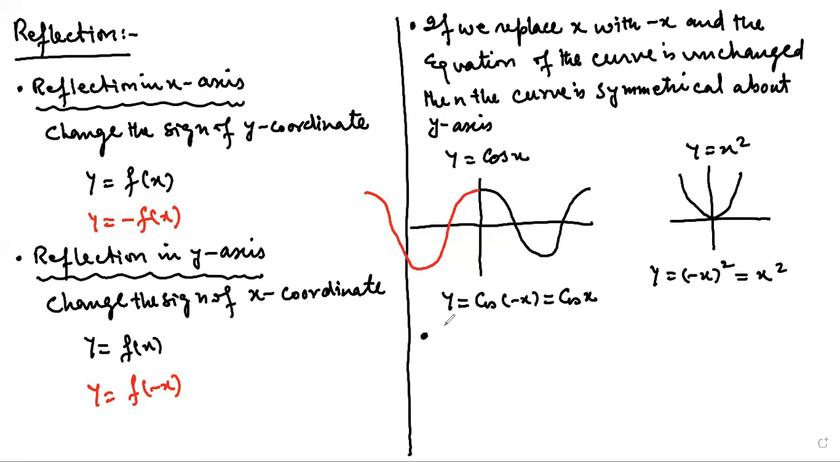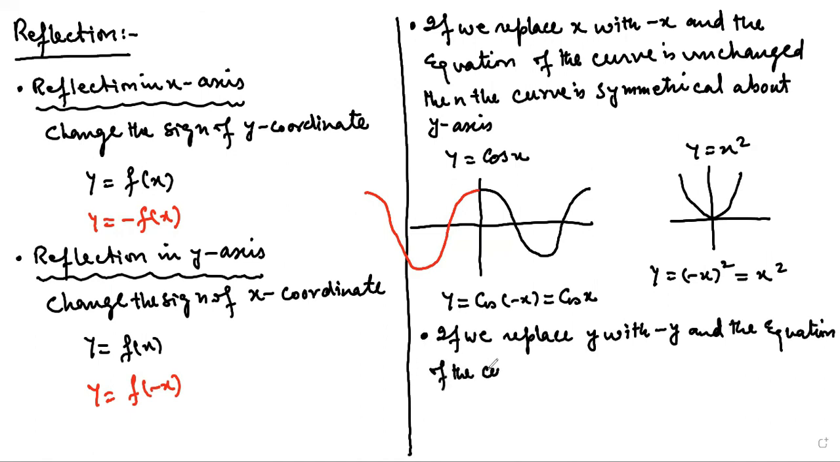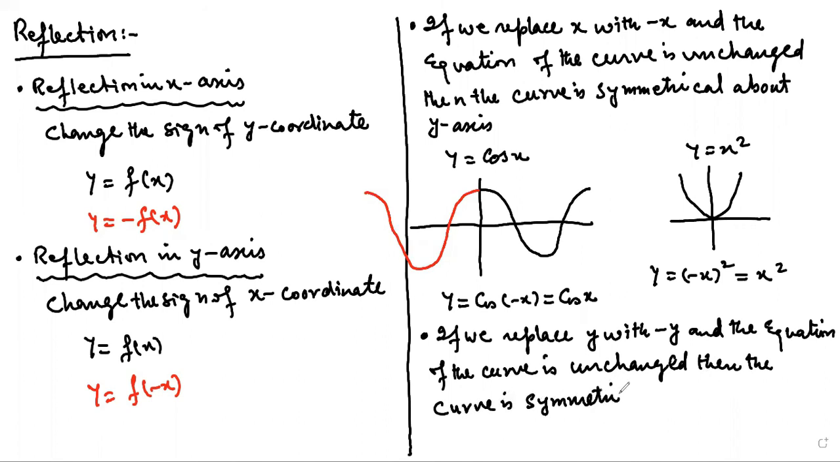The second important point is, if we replace y with minus y and the equation of the curve is unchanged, then the curve is symmetrical about x-axis.